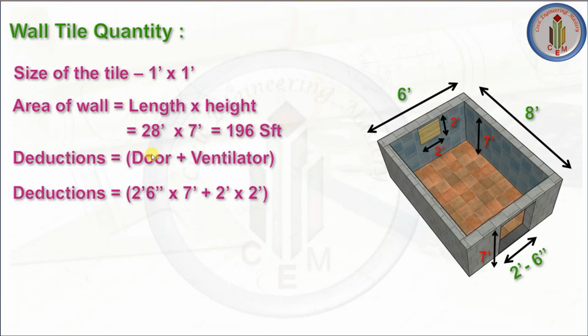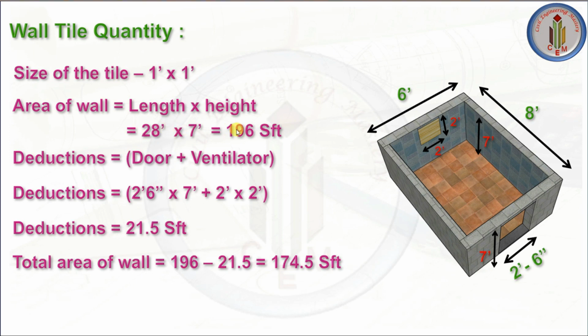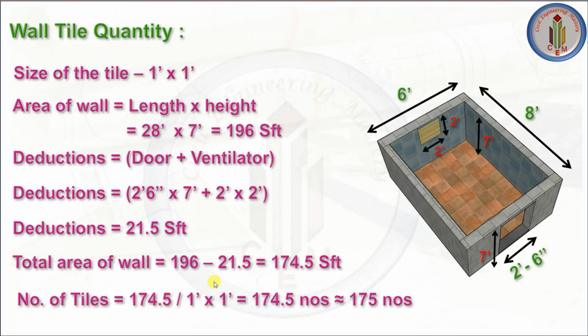Deduction: door plus ventilator. We need to calculate the area of the door, that is opening area is 2 feet 6 inch width and 7 feet height, plus ventilator. Ventilator size is 2 feet by 2 feet. We need to take that area, 21.5 square feet. We know the total area of the wall is 196 square feet. So from that we need to deduct the door and ventilator area. That comes around 174.5 square feet. Number of tiles is equal to total area of the wall divided by area of one tile. So we get 174.5 numbers. We can consider it as 175 numbers. So we need 175 numbers of tiles to place in the wall.